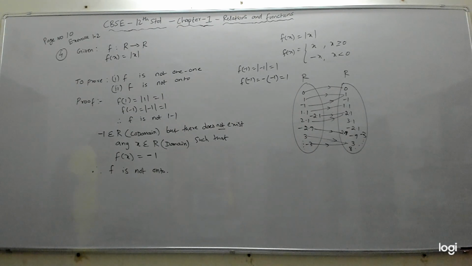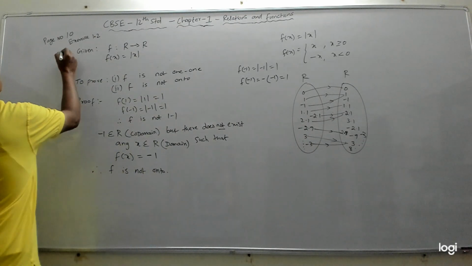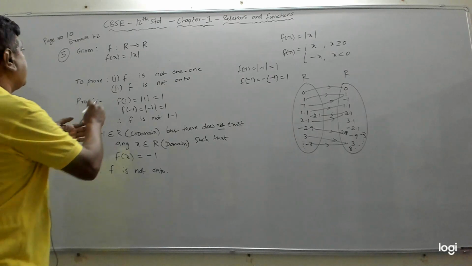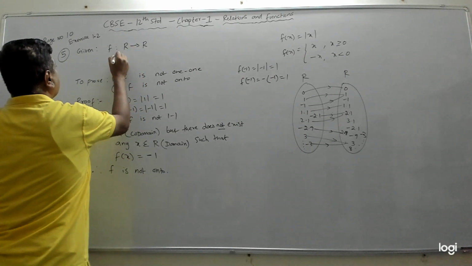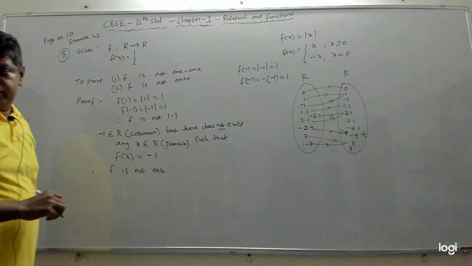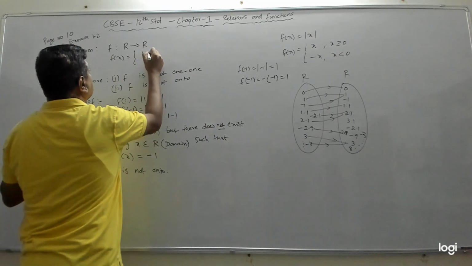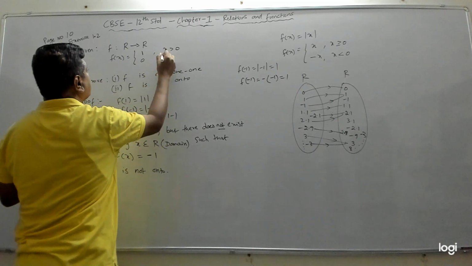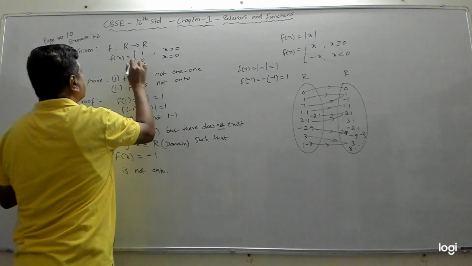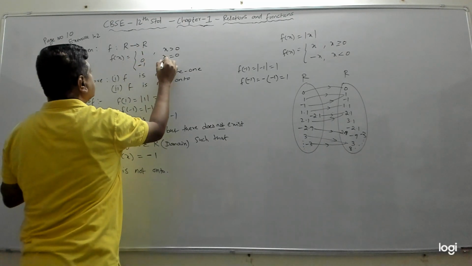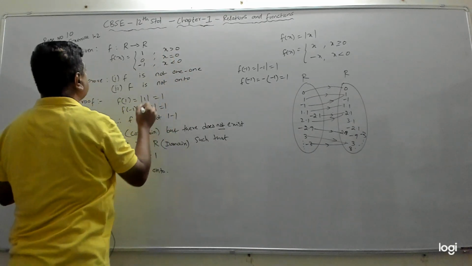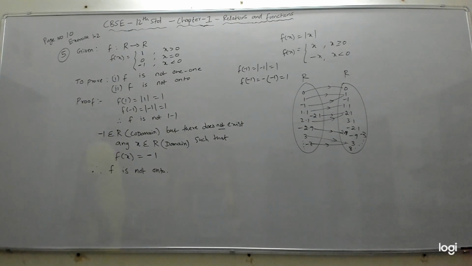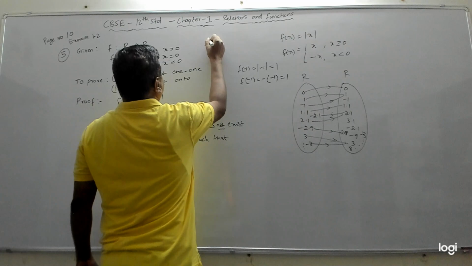I will go to the next problem, which is problem number 5. Given f is a function from R to R, and f of x is defined as 1 if x is greater than 0, 0 when x is equal to 0, and minus 1 when x is less than 0. So this is called what function? Signum function. Again, you would have studied this in your 11th standard. This is called the signum function.